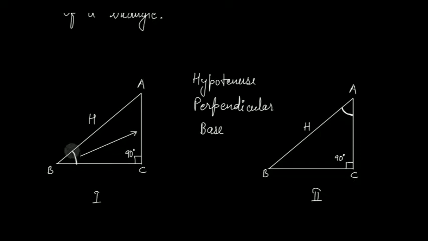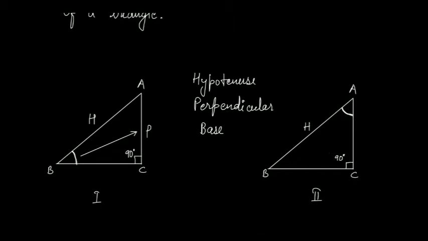Why? It is because of the opposite side of the given angle. The opposite side of the given angle is always the perpendicular. Note the point, keep the point in your mind. The opposite side of the given angle is always the perpendicular, and the remaining third side will be the base.